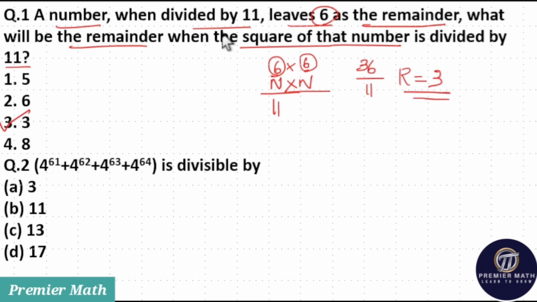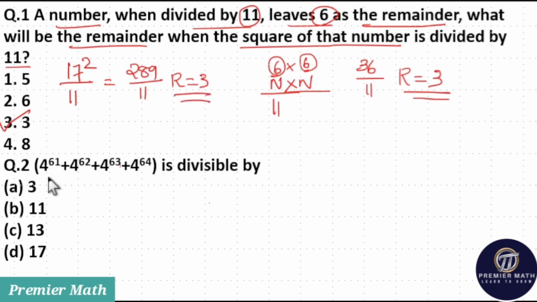That is, here when a number is divided by 11, it leaves remainder 6, means consider the number as 11 plus 6, 17. So 17 when divided by 11 leaves remainder 6. So square of the number means 17 square. 17 square is equal to 289. So 289 by 11, remainder here is equal to: 11 goes 2 times in 22, 6 times in 66. So remainder is equal to 3.